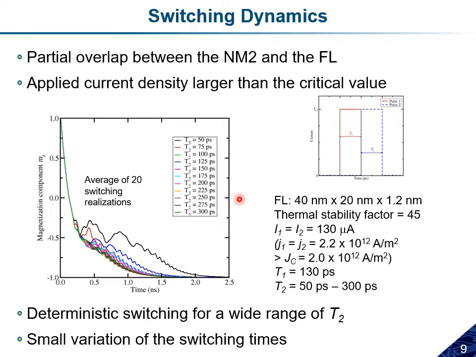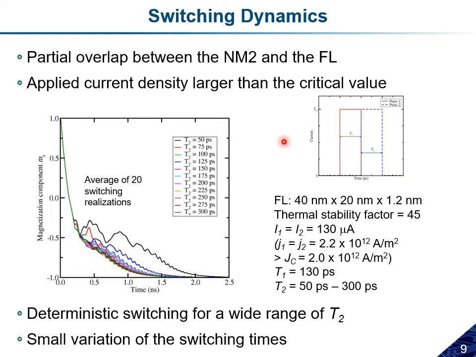Here we show the results for the switching using the two-pulse scheme, considering the pulse configuration shown here on the right. The figure on the left shows the switching of the free layer magnetization, which is initially pointing to the plus Z direction and then goes to the minus Z direction. In this case, the currents are set so that the current density is larger than the critical value, and later we will discuss cases with the second current amplitudes lower than the critical value.